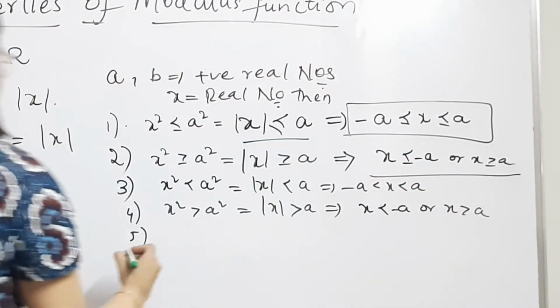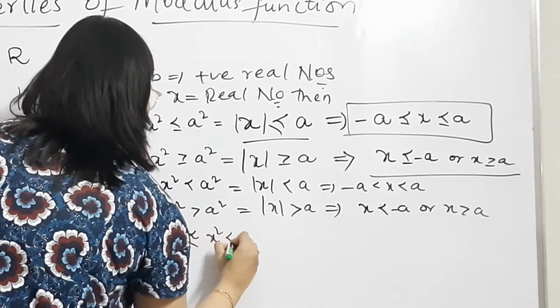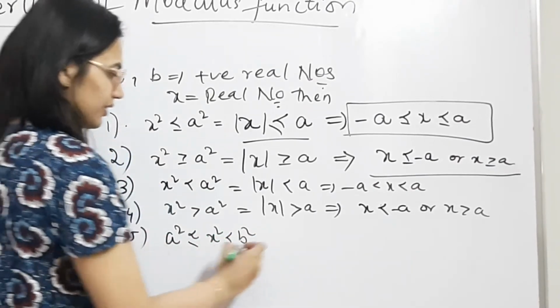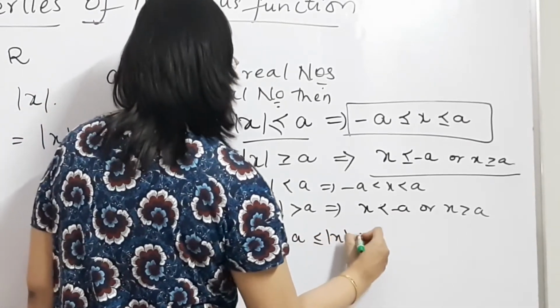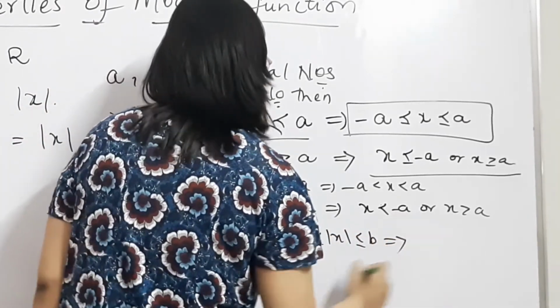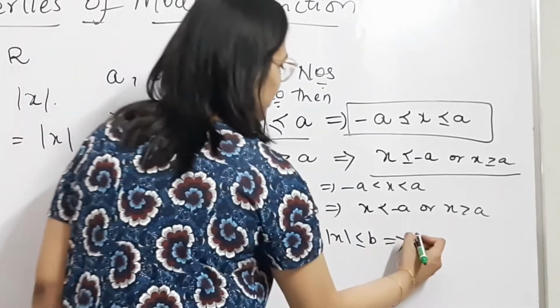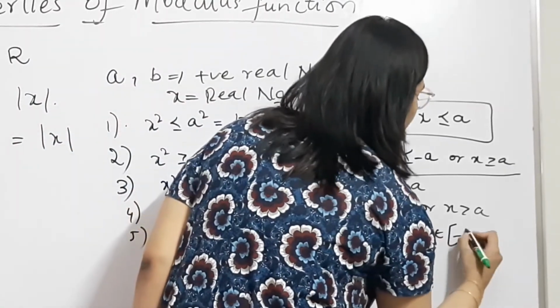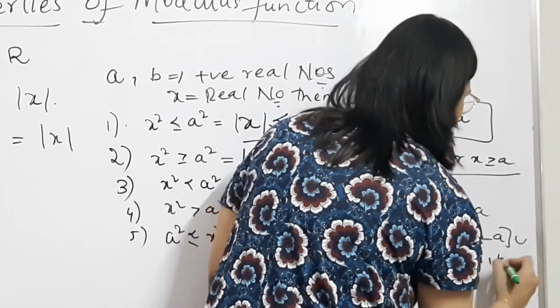Okay. If you say that, you need to find this. How do you write this after removing the square? You say a less than or equal to mod x less than or equal to b. Same like this, but we have included another real number here. So we can say that x belongs to minus b comma minus a union a comma b.